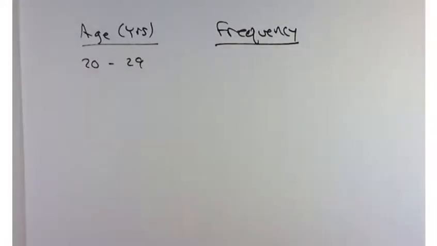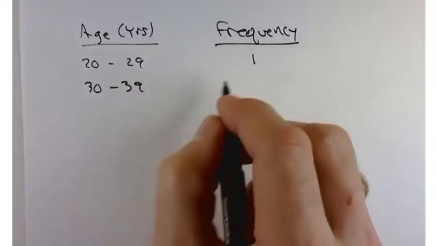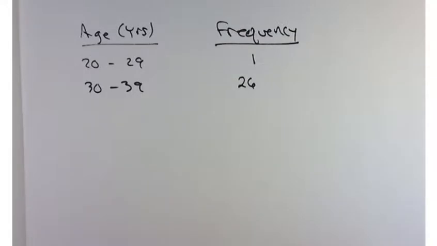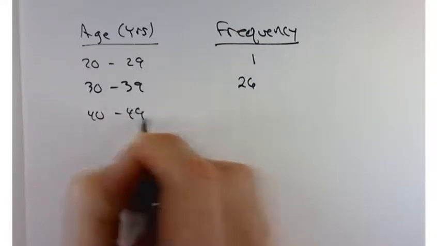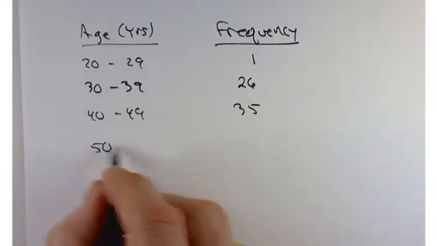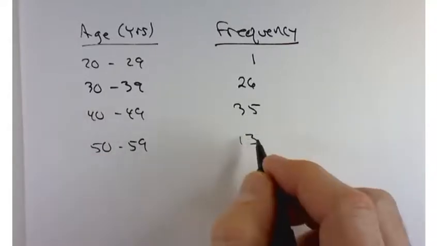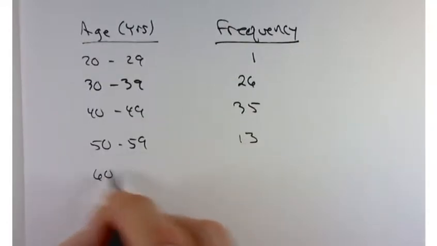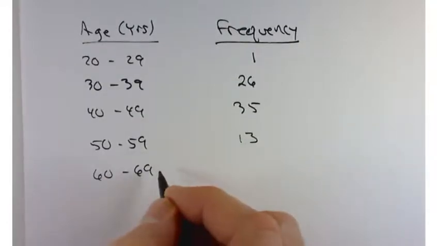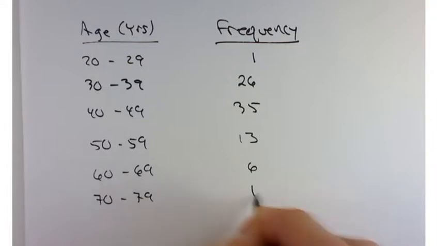So 20 to 29-year-olds, there was one person in this age range who won an Oscar. 30 to 39 years old, 26 of them. 40 to 49 years old, 35 of them. 50 to 59 years old, 13 of them. 60 to 69, 6 of them. And 70 to 79, 1 of them.